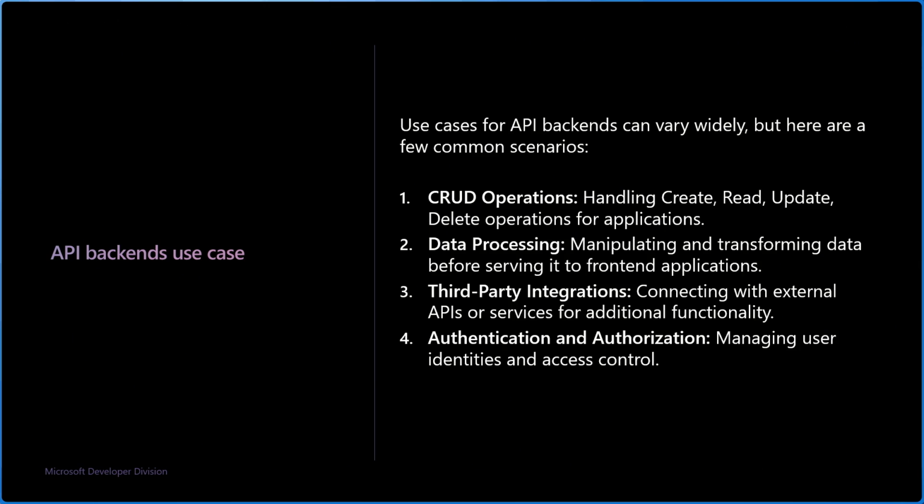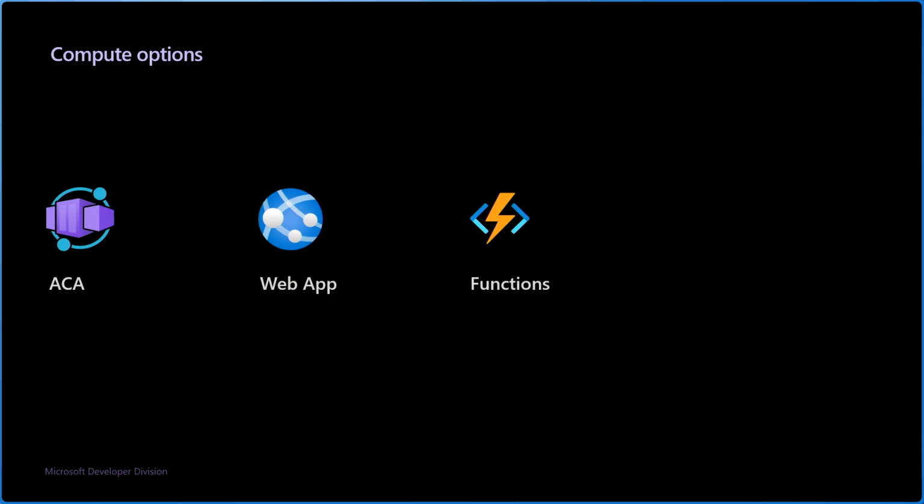Use cases for API backends can vary greatly, but here are a few common scenarios. CRUD operations. This includes handling create, read, update, and delete operations from a database for an application. Data processing, manipulating and transforming data before serving it to front-end applications. Third-party integrations, connecting with external APIs or services for additional functionality would require some sort of back-end functionality. Additionally, authentication and authorization, such as managing user identities and access control, is also something that can be done with an API backend.